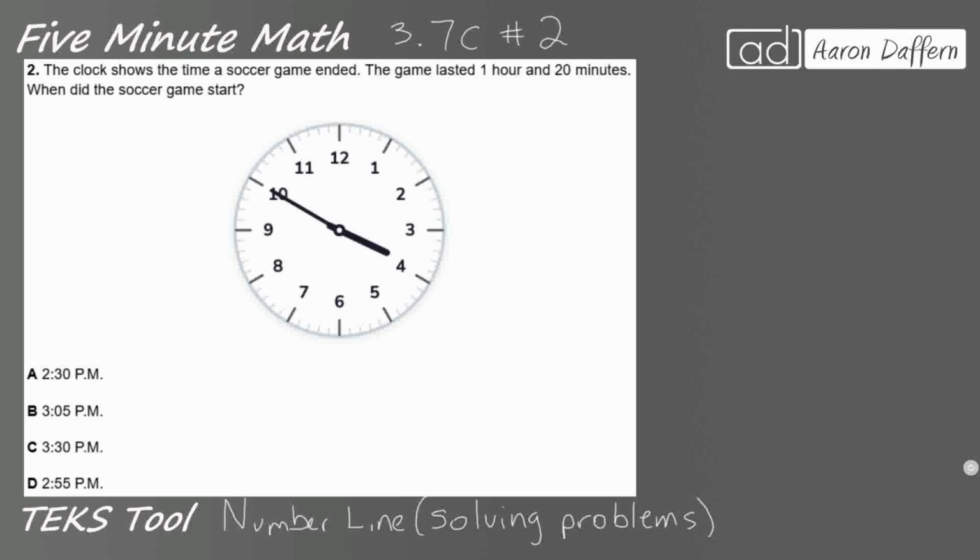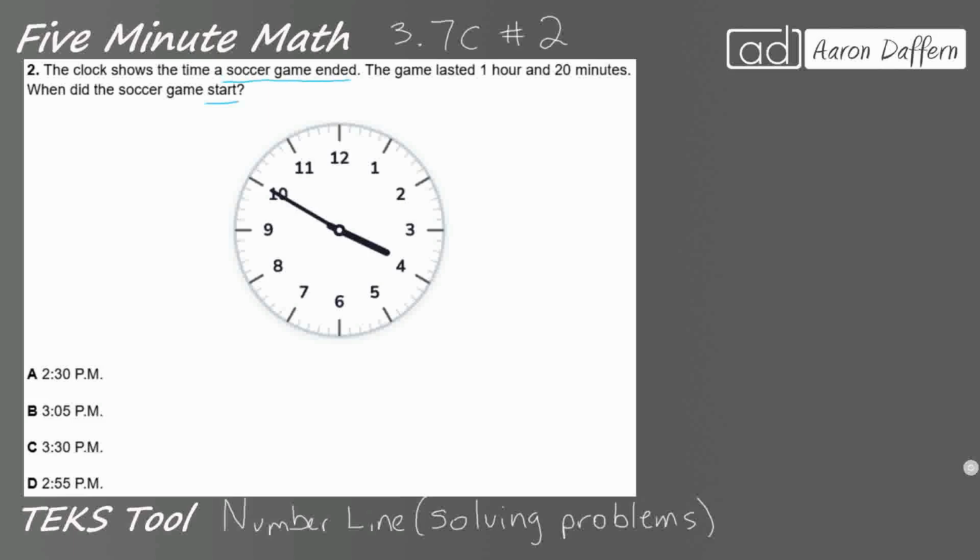So we have a clock here. This is called an analog clock. And the game lasted an hour and 20 minutes. When did the soccer game start? So we need to be very clear that this clock represents the time when the soccer game ended.